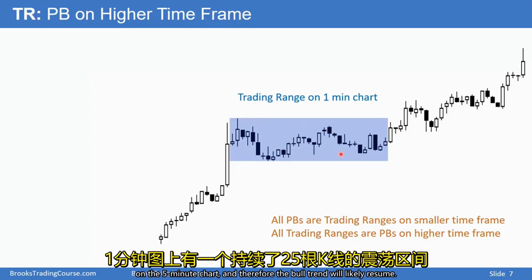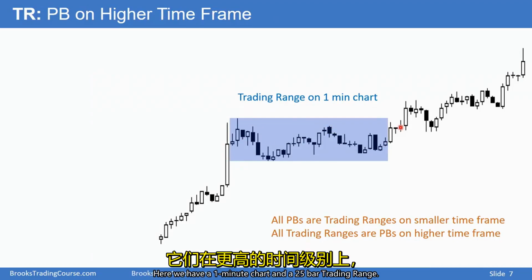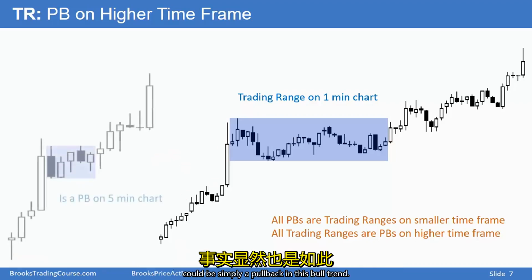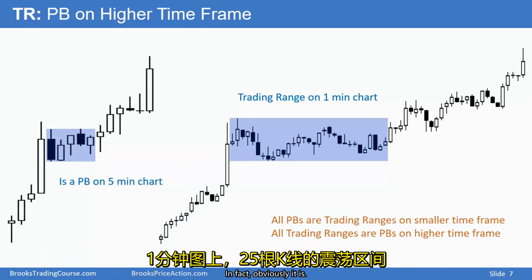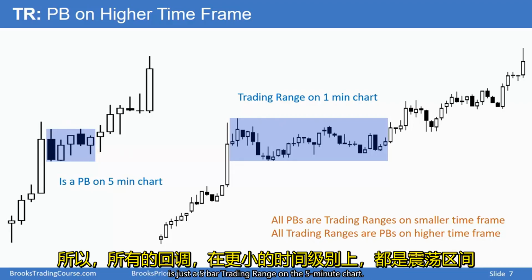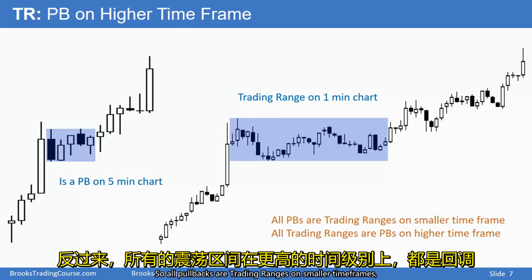Here we have a 1-minute chart and a 25-bar trading range. Well, a 25-bar trading range on a higher time frame chart could be simply a pullback in this bull trend. And in fact, obviously it is. On a 5-minute chart, this 25-bar trading range on the 1-minute chart is just a 5-bar trading range on a 5-minute chart. So all pullbacks are trading ranges on smaller time frames, and all trading ranges are pullbacks on higher time frames.